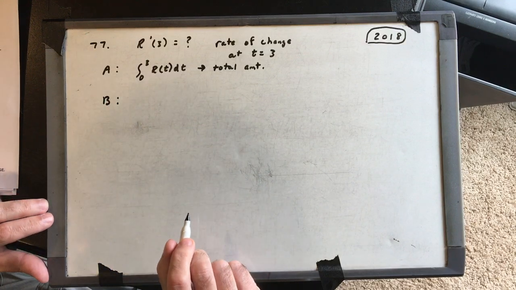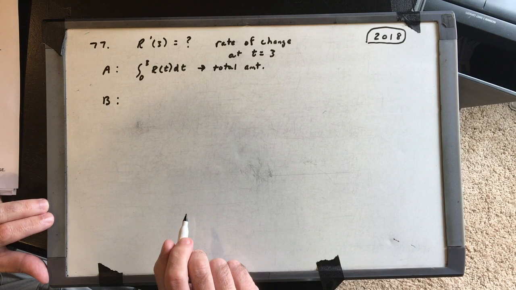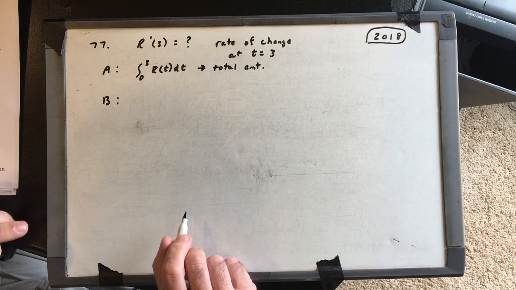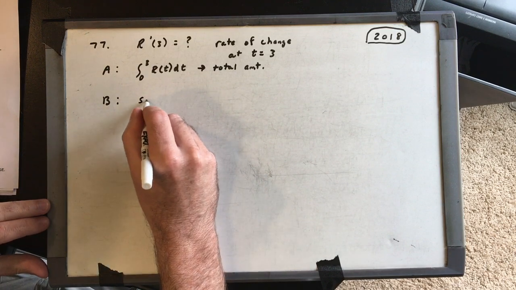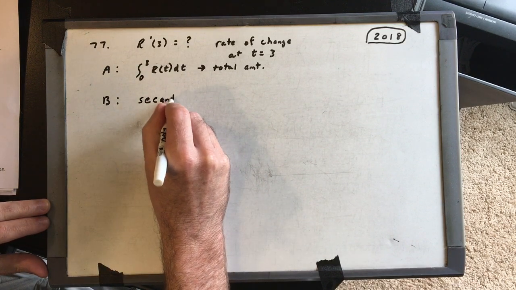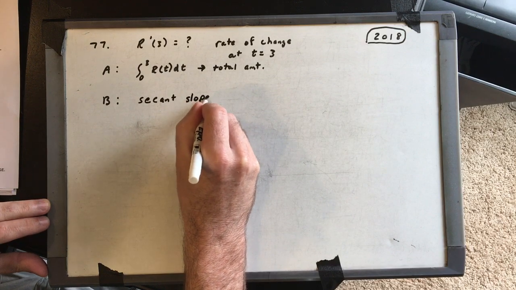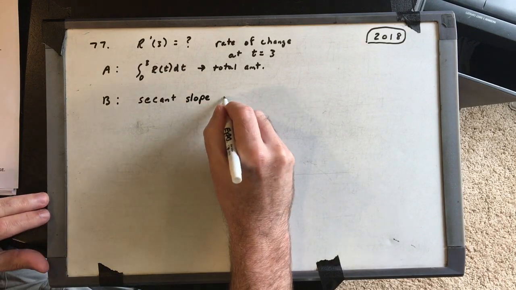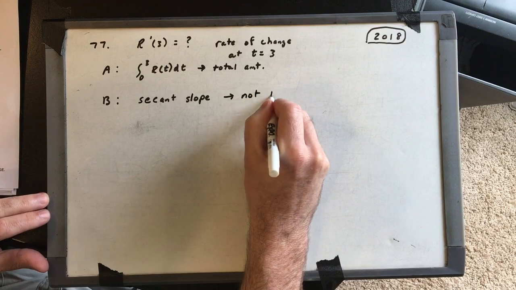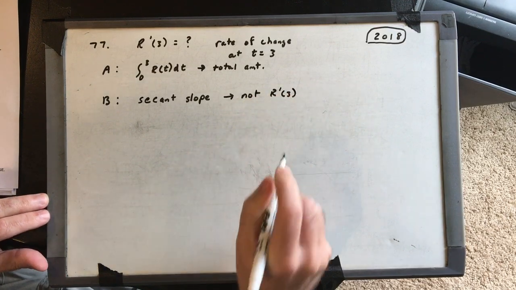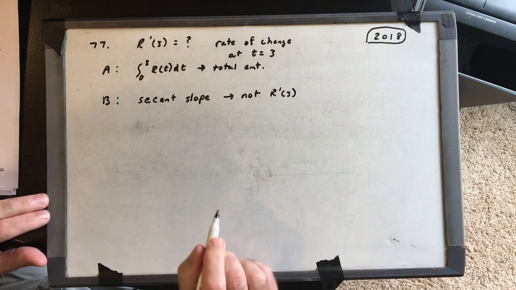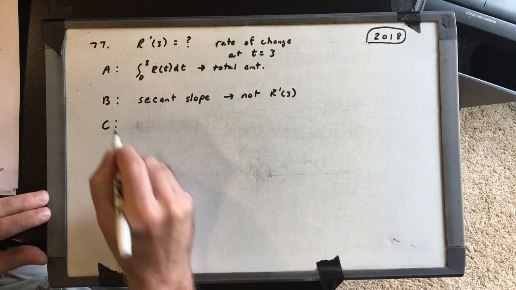How about B? The amount of change in gallons per hour in the rate at which water is leaking during the 3 hours after the leak is discovered. The amount of change during those 3 hours, that would be the secant slope, the average rate of change. So that is not R prime of 3, which is an instantaneous rate of change.